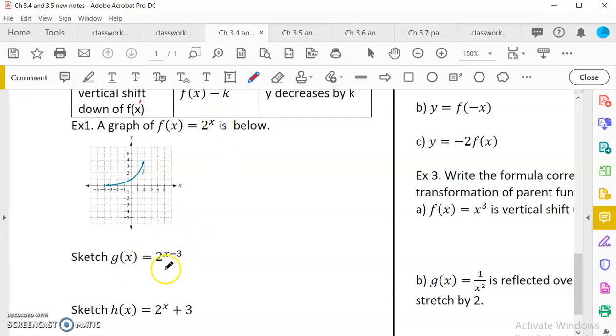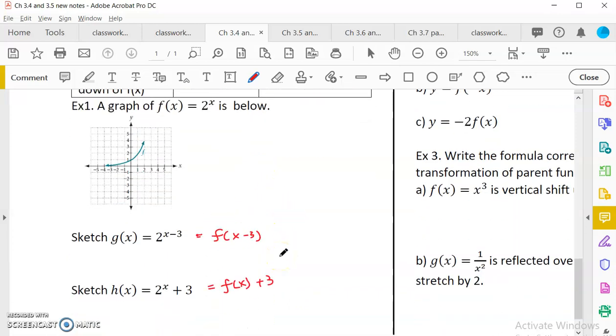Compared to 2 to the x and 2 to the x minus 3, you are replacing x by x minus 3. So if this is f of x, this g of x is actually f of x minus 3 inside, right? Because you're replacing the x by x minus 3 inside. Versus 2 to the x plus 3, this is actually just the f of x, because that's 2 to the x, and then you add 3. So according to the transformation table, minus 3 inside would be to the right, so move to the right 3 of 2 to the x, and the plus 3 outside would be up 3 of 2 to the x.